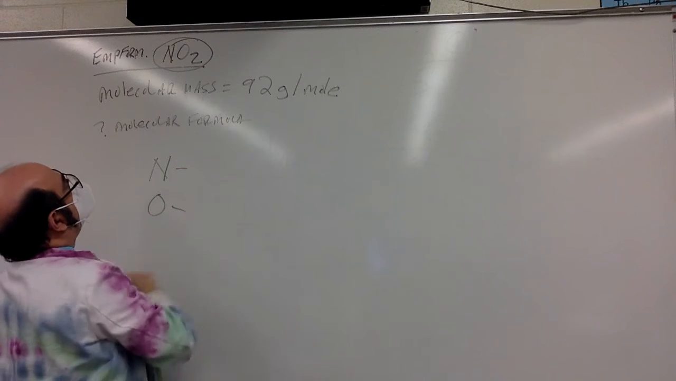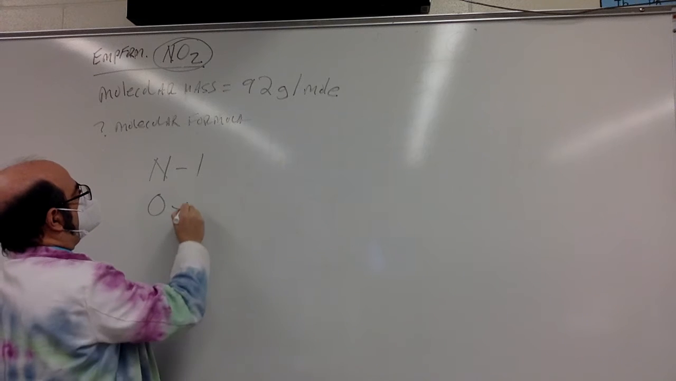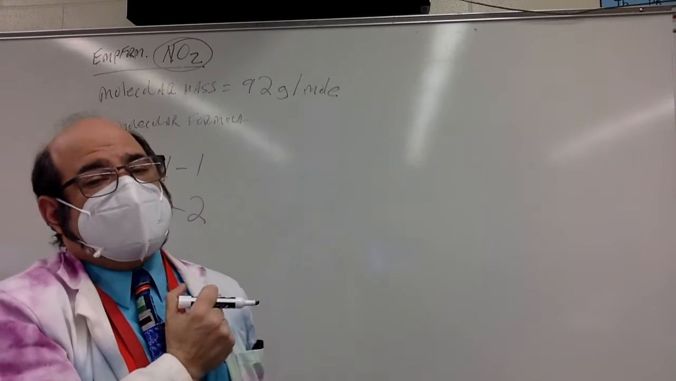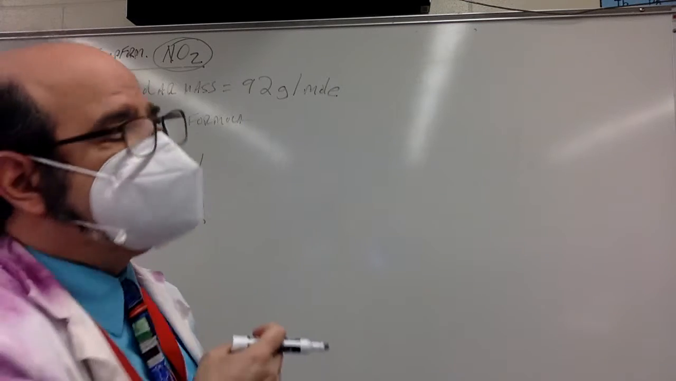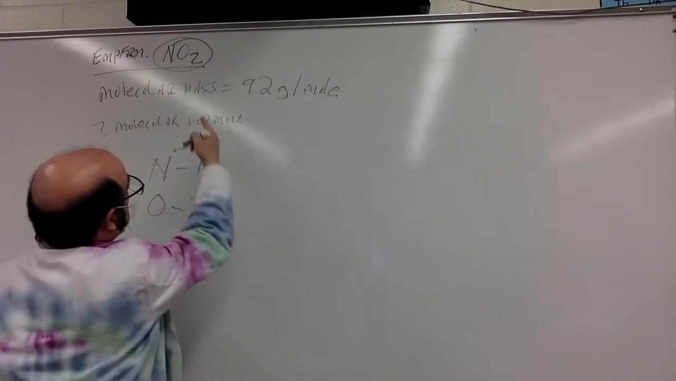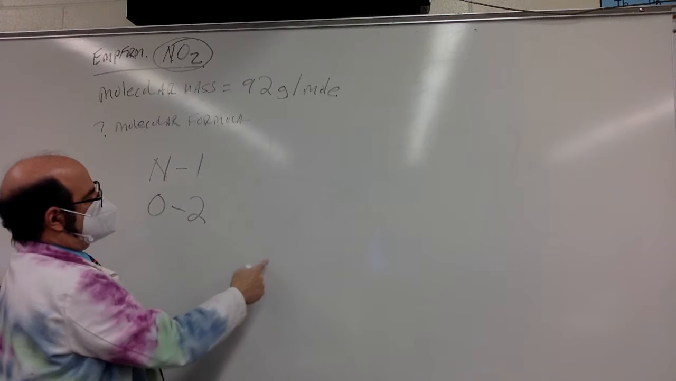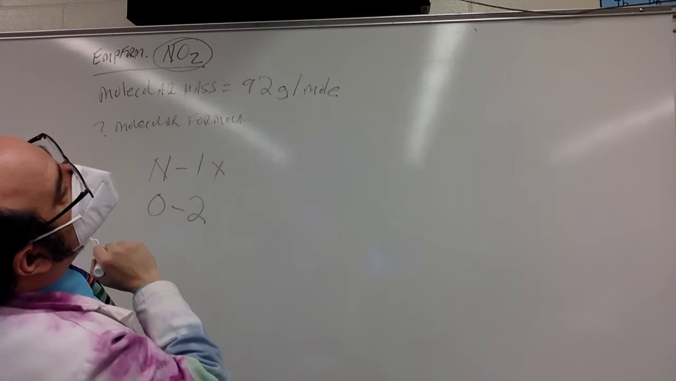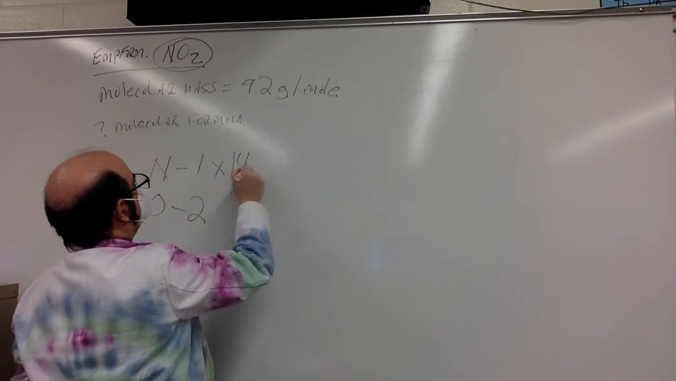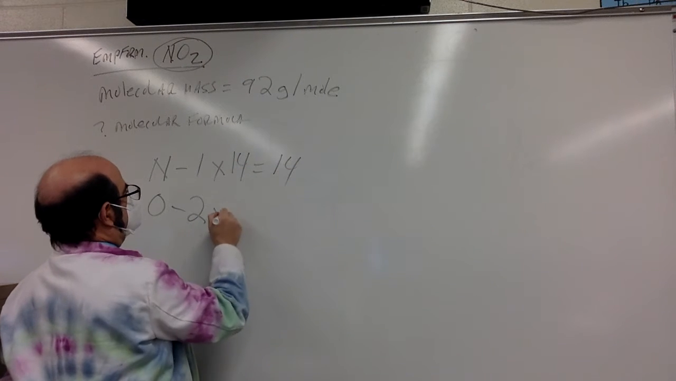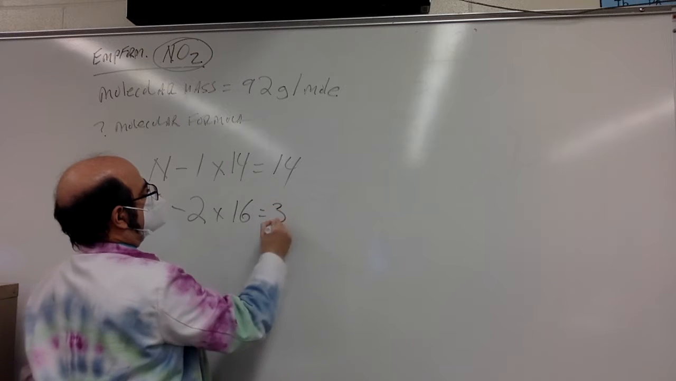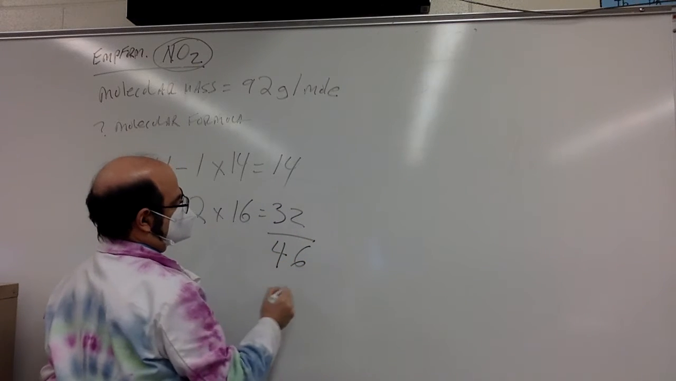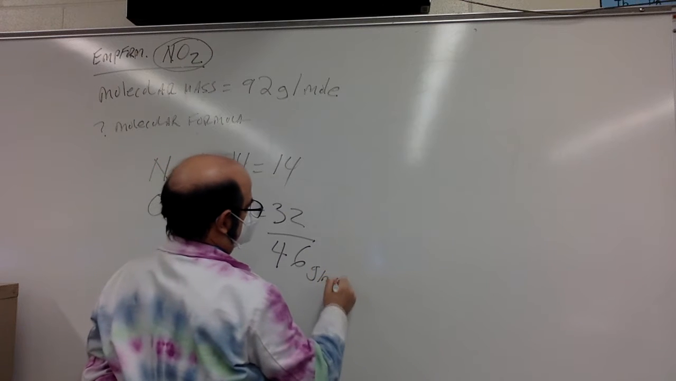NO2. How many N's? There's 1. How many O's? There's 2. Mr. G, you're setting it up just like a percent composition question. Yes, I am. It could be, but that's not what we're asking. We just want the molar mass. We want the end product right here. N times, correct table, 14. Oxygen, 2 times 16 is 32. You add those together and you get 46 grams per mole.